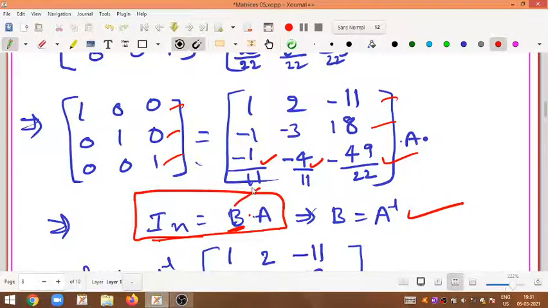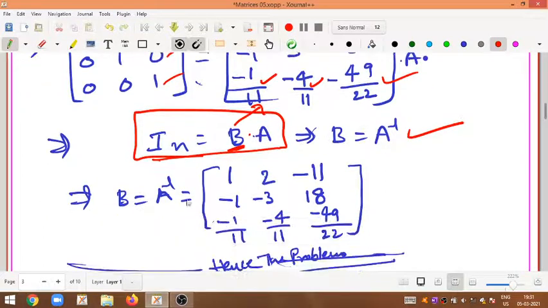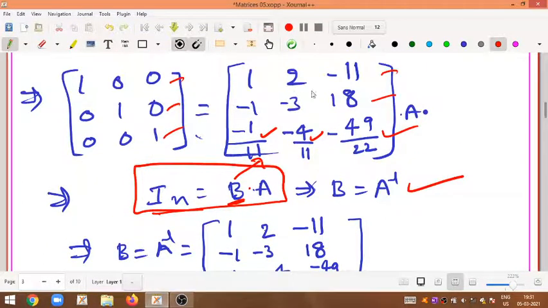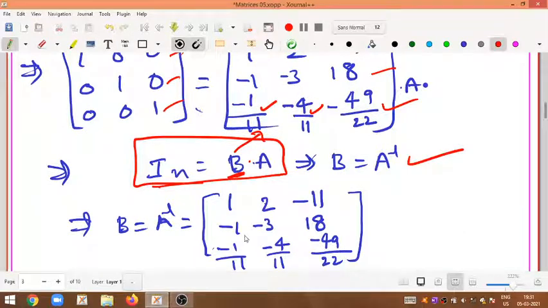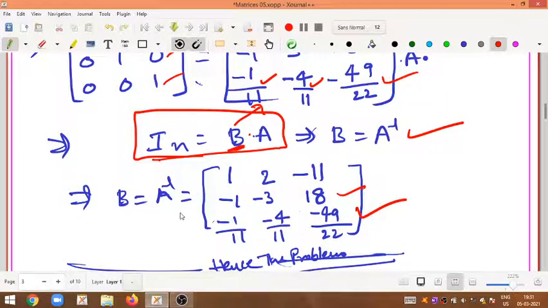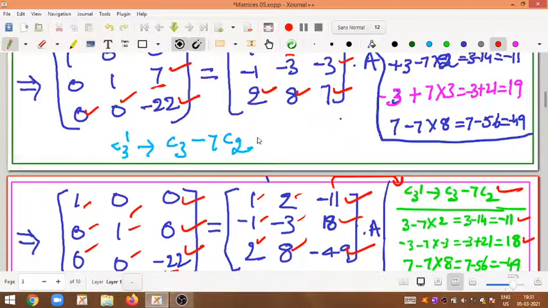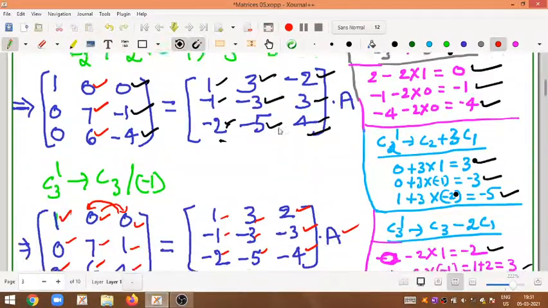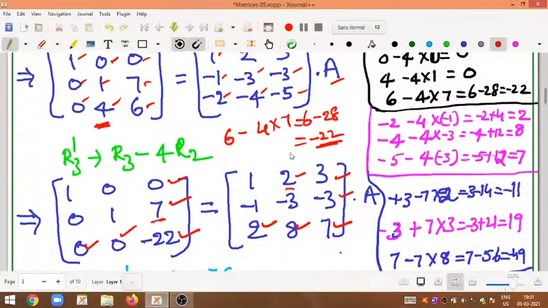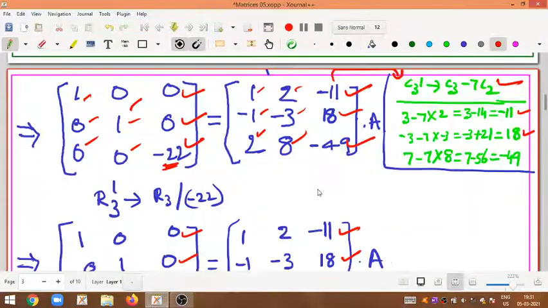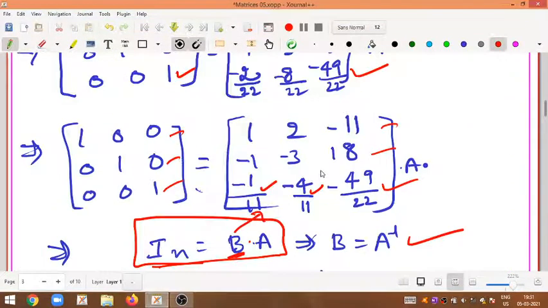B is what? This one, B. So that's why A inverse is equal to 1 2 minus 1, minus 11, minus 1, minus 3, 18 and minus 1 by 11, minus 4 by 11, minus 49 by 11 is the required A inverse by using elementary transformation like this way. My dear students, I hope you all understood. So I will move on to the next question.